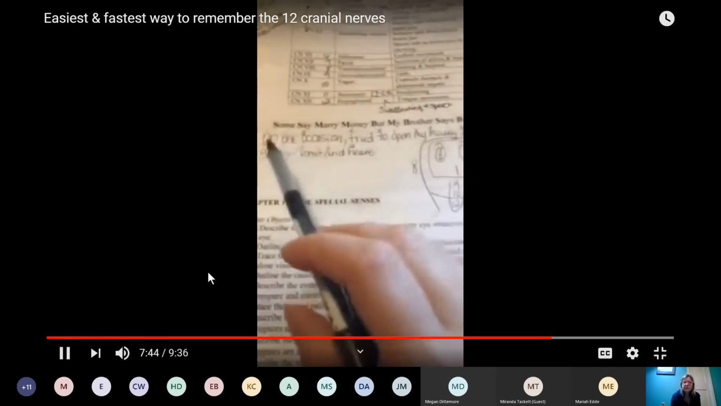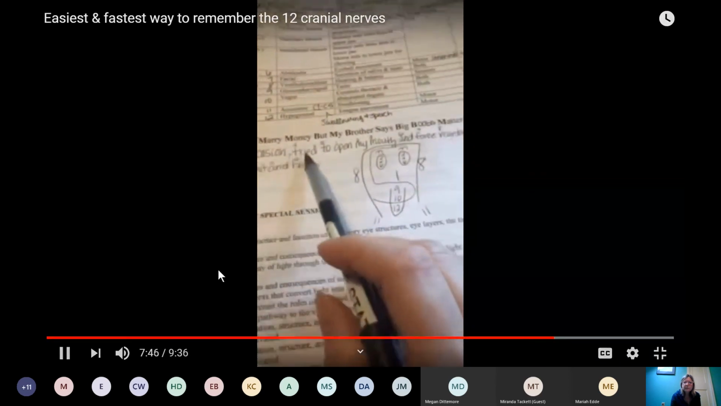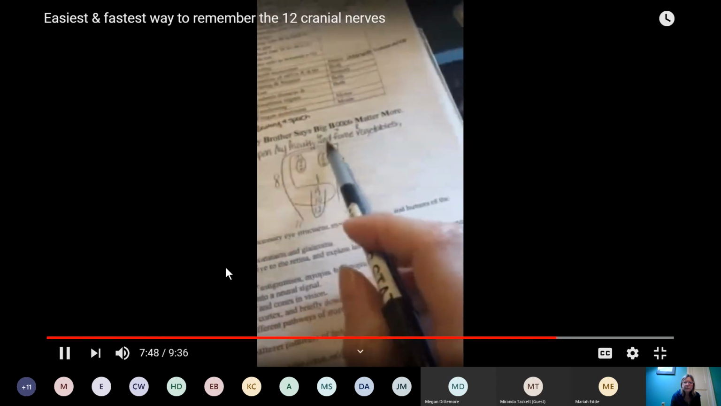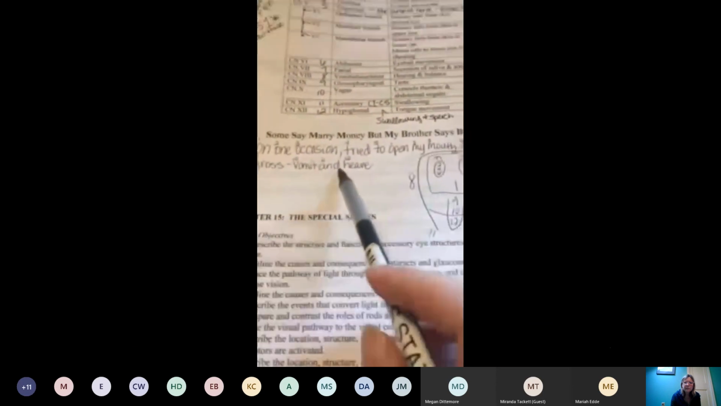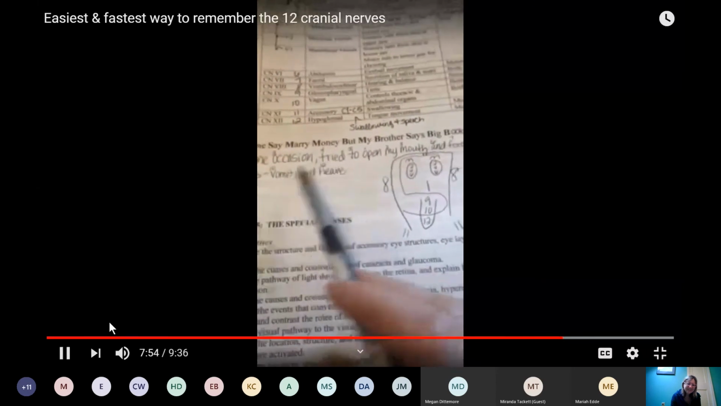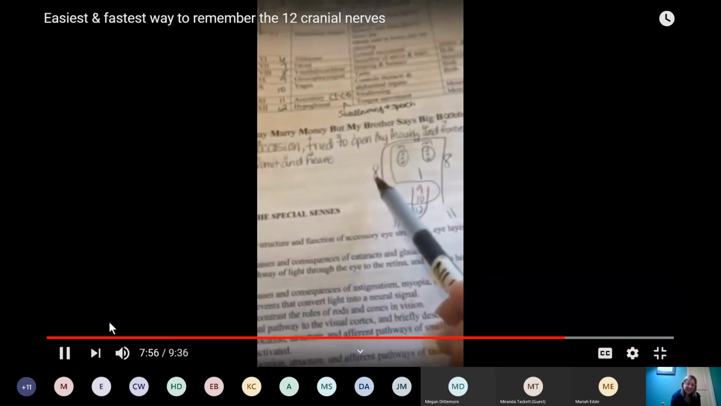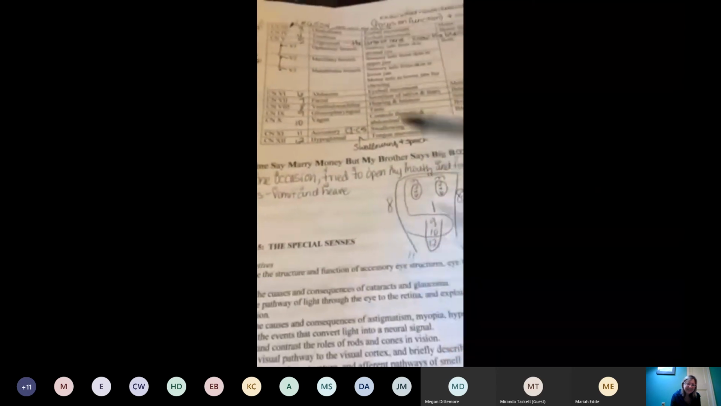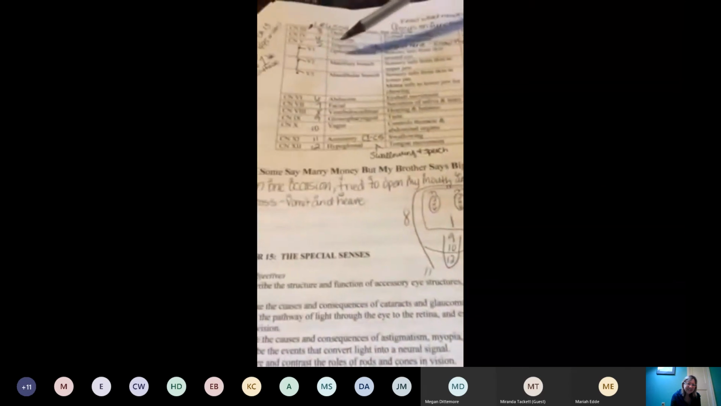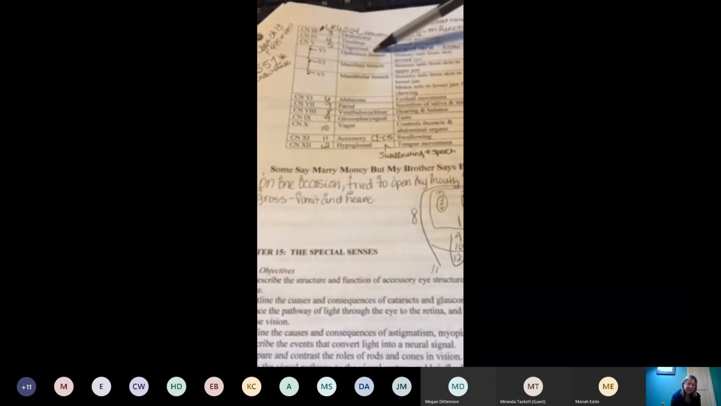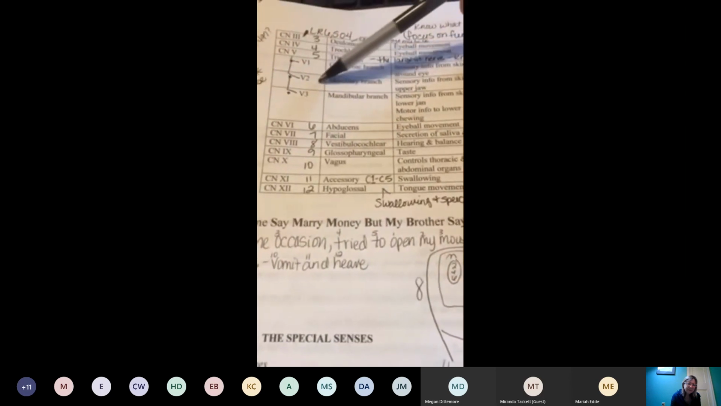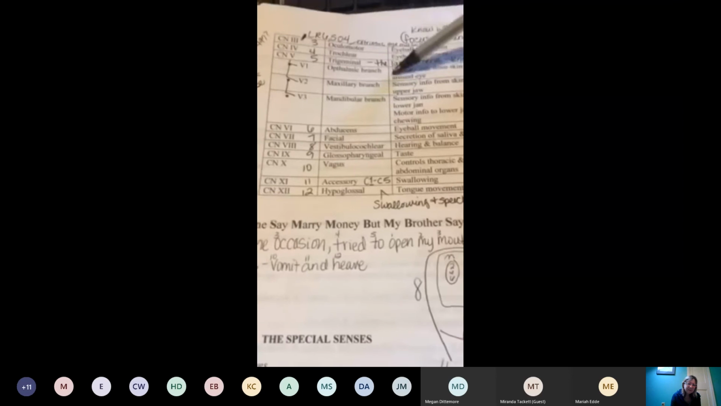So here's my mnemonic. On one occasion, tried to open my mouth and force vegetables, gross, vomit, and heave. Now you only had to remember 12, but just in case your instructor's like mine and your instructor wants you to remember the 3 different branches of the trigeminal, which are here. This is going to be your trigeminal 1, trigeminal 2, trigeminal 3.